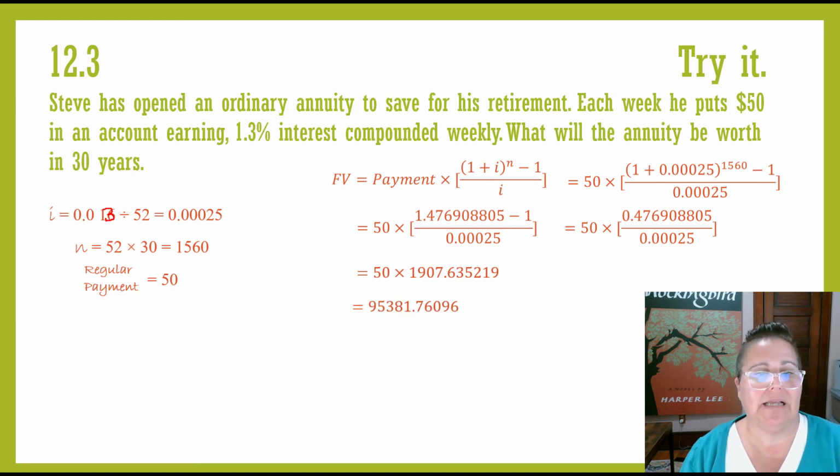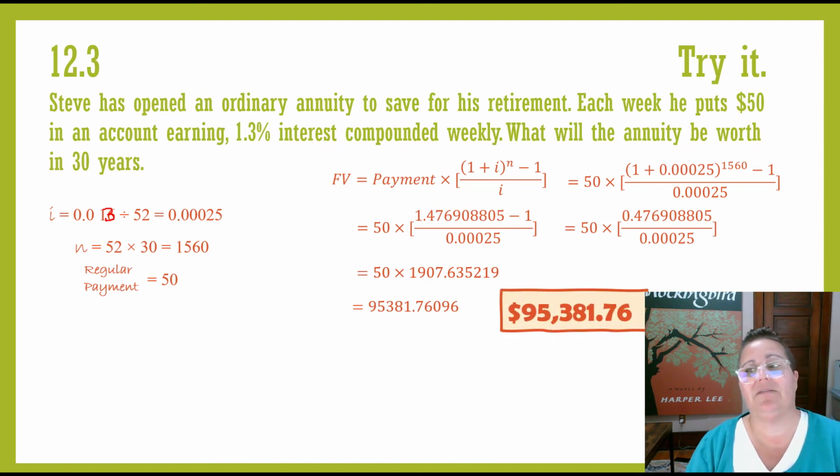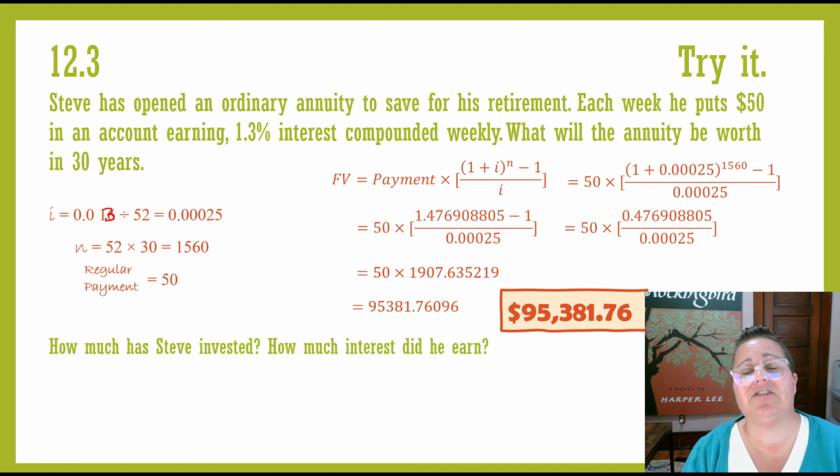When I multiply this out, we see that we've got $95,381.76, rounded to the nearest cent. So Steve has put away $50 a week over 30 years. And in the end, he has almost $100,000, $95,381.76. How much has Steve actually invested, and how much of this is interest, right?